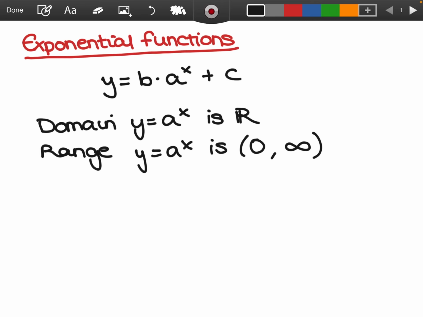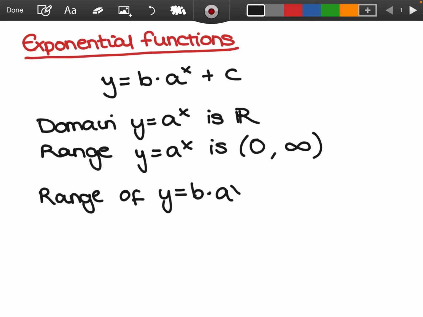If I'm going to vertically stretch this thing, it's not going to vertically stretch it downwards past our horizontal asymptote. Our horizontal asymptote is going to stay where it is, but I am going to stretch it upwards and outwards slightly using that value of b. So b doesn't actually change my range in any way. What does change it is that shift of c. So if c is positive, I'm going to move it up by c units, and if c is negative, I move it down by c units.